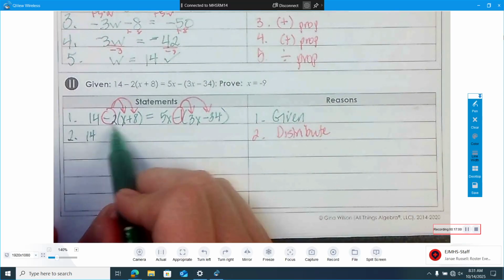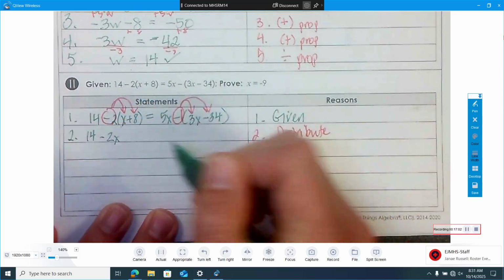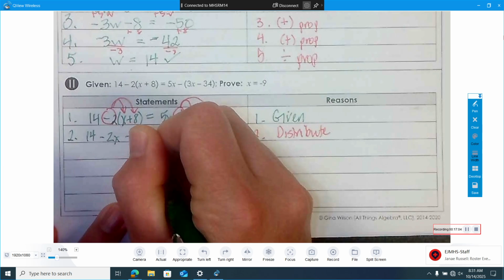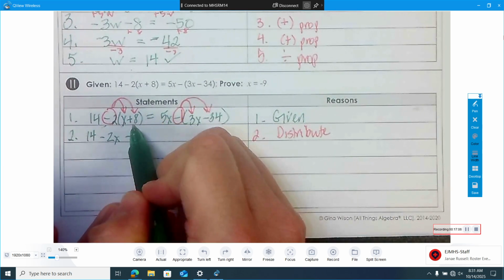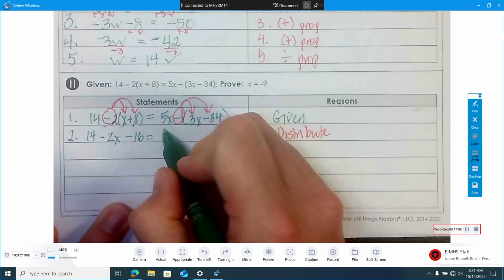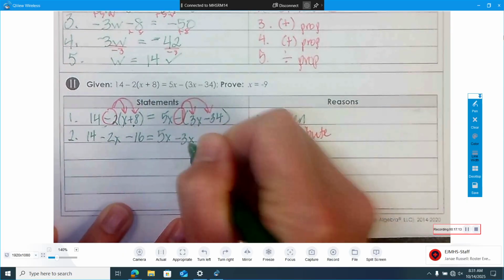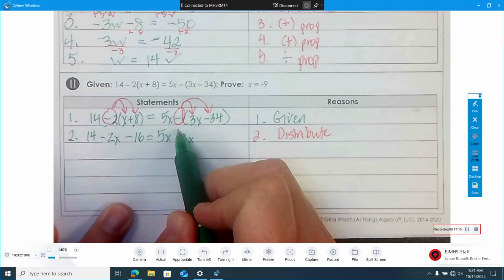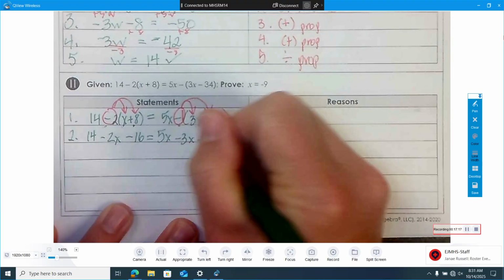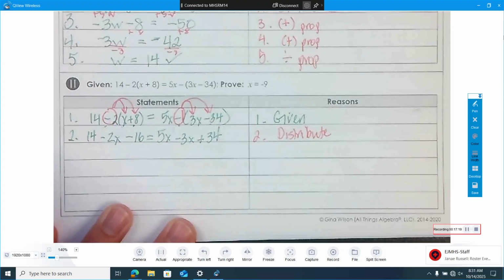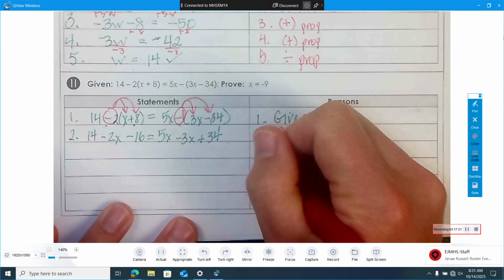All right, so now what is our result when we distribute? 14 minus 2x minus 16. Negative 2 times positive 8 is a minus 16 equals, and we have a 5x, and then? Minus 3x, and then a positive 34. Negative 1 times negative 34 is positive 34. Okay, and then what do you want to do next?